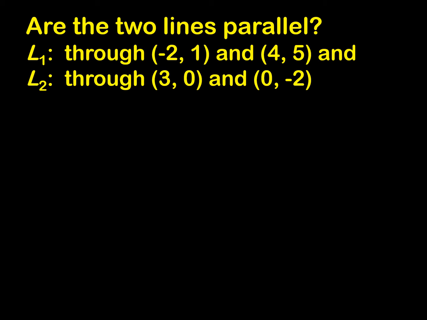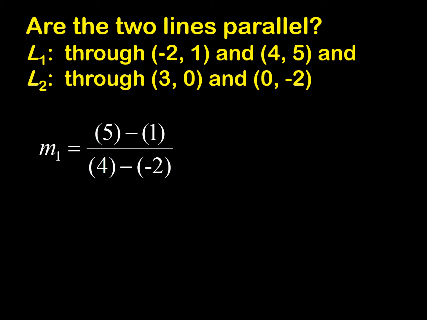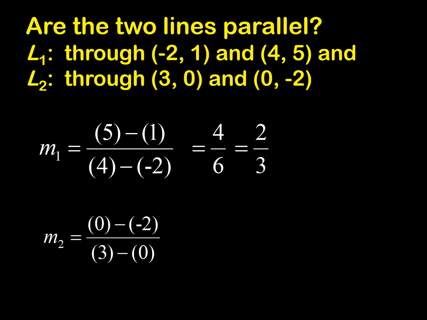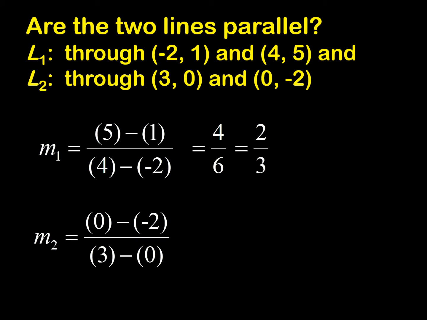So we have line 1 through negative 2, 1 and 4, 5, and line 2 through 3, 0 and 0, negative 2. So from here, using the formula for the slope, y sub 2 minus y sub 1 over x sub 2 minus x sub 1. So we have 5 minus 1 over 4 minus negative 2 for line 1. So we have 4 over 6, or in simplest term, we have 2 over 3. So that is the slope for line 1.